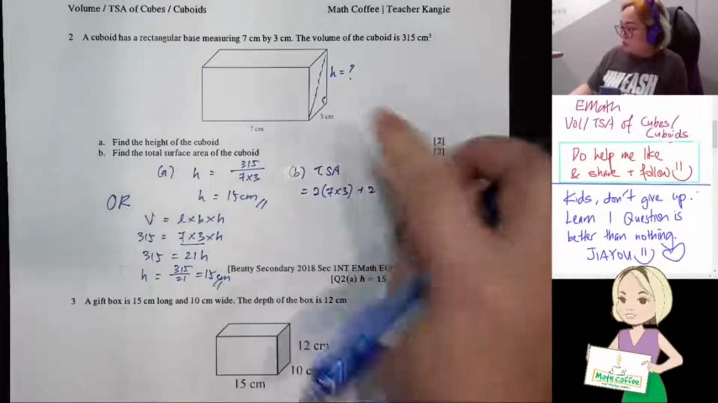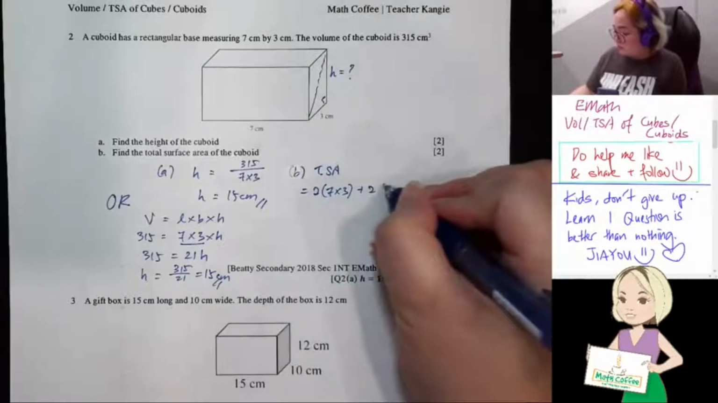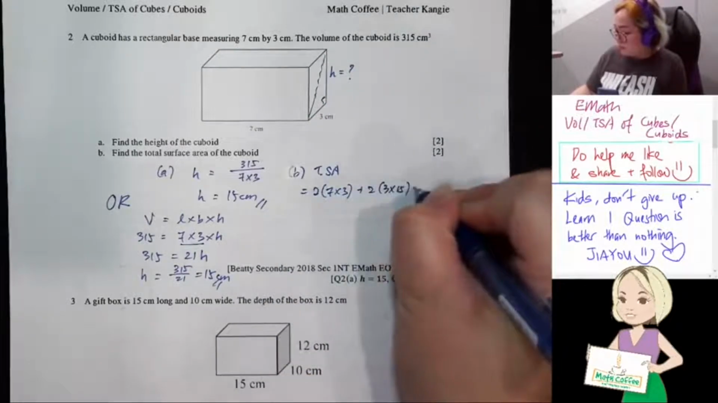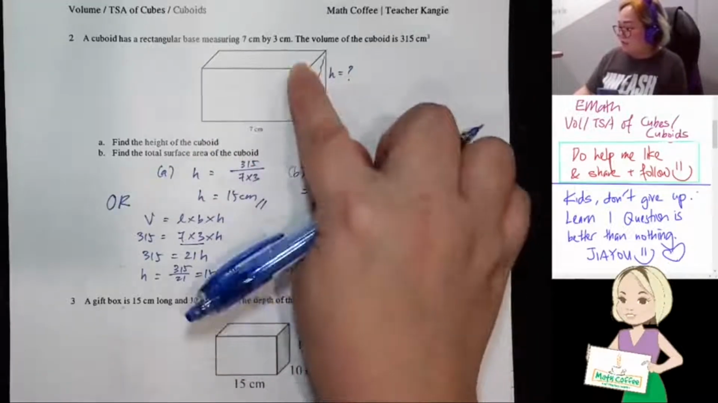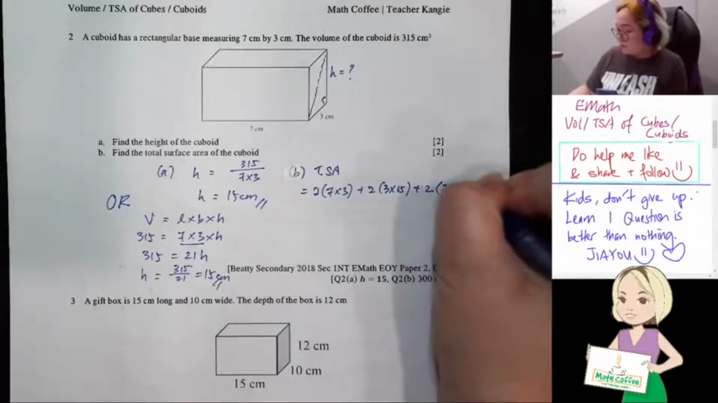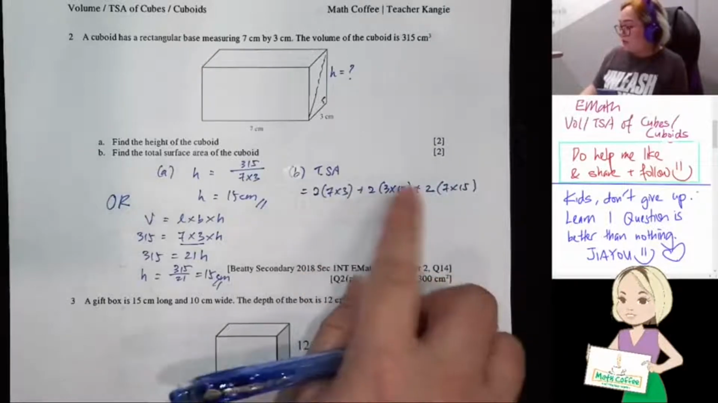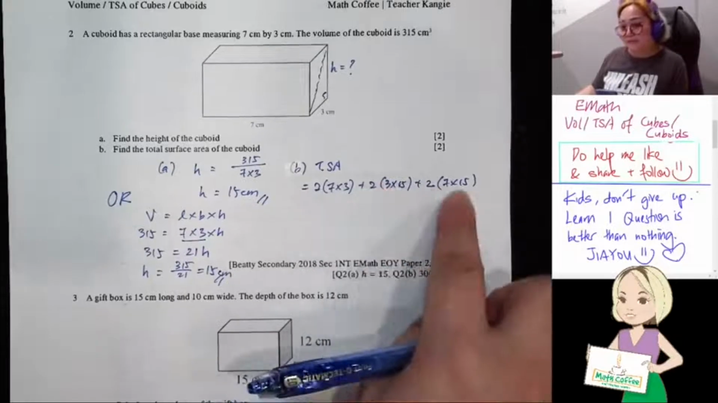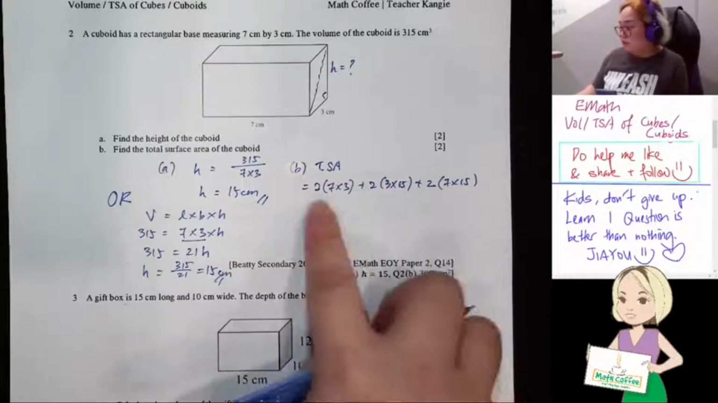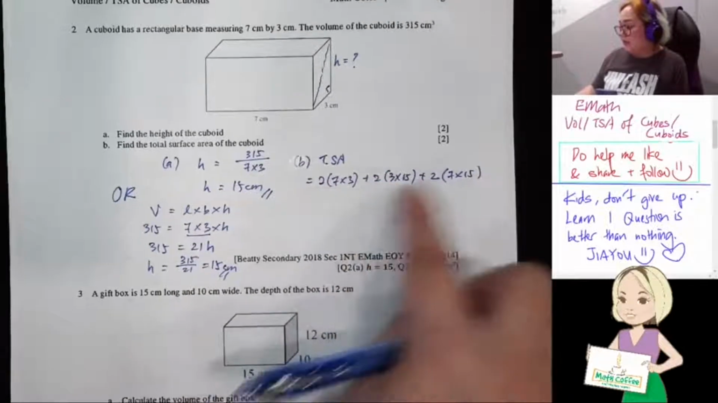Plus 2, 3 times 15. Plus 2, the wall at the side corner, it will be 7 times 15. So make sure you have 6 faces. You have 3 pairs of identical. Agree? 3 sets.